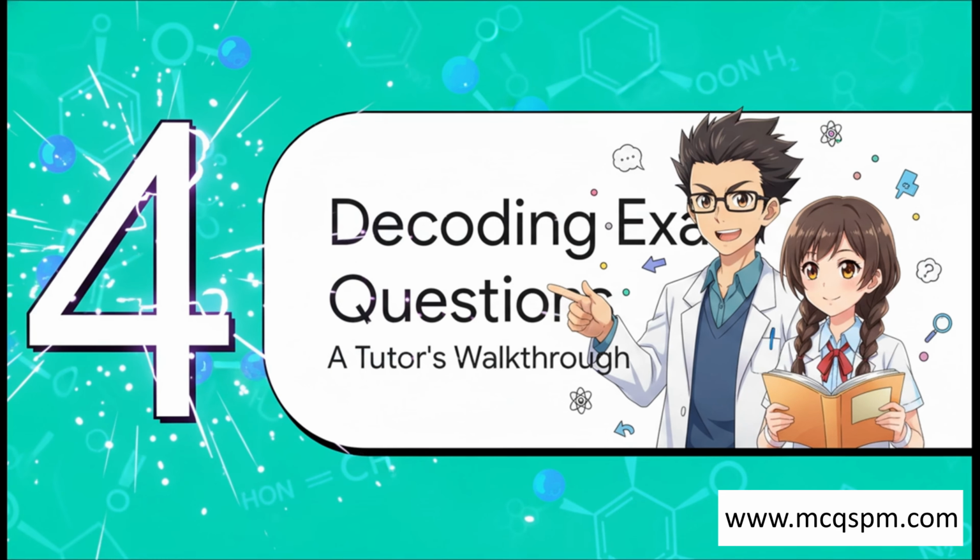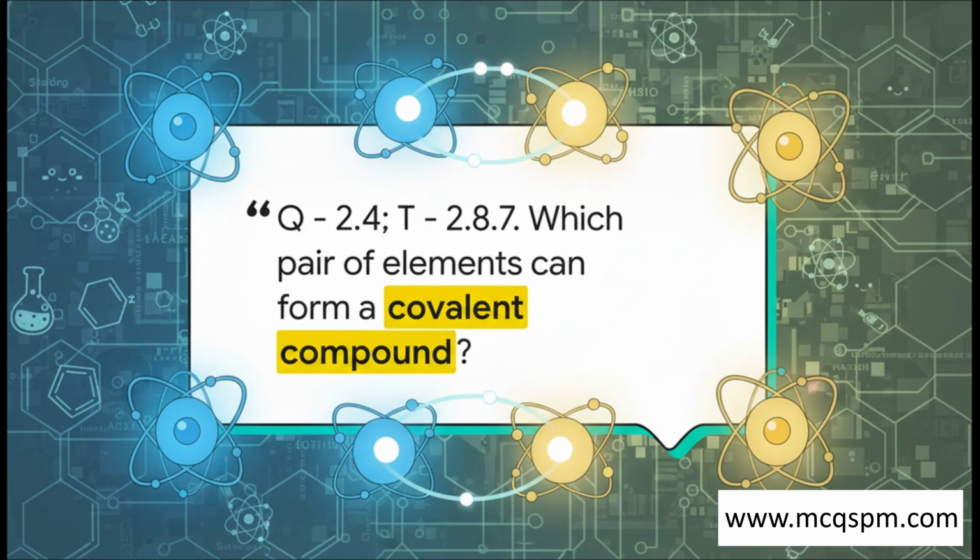This is the fun part. We're going to walk through a real exam-style question, step by step, so you can see exactly how a top student would break it down. Check this out. This is a classic question you might see on your exam. They give you the electron setup for atom Q and atom T, and they just want to know if they can form a covalent compound. At first glance, it might look a little intense, but I promise you it's just a little puzzle.